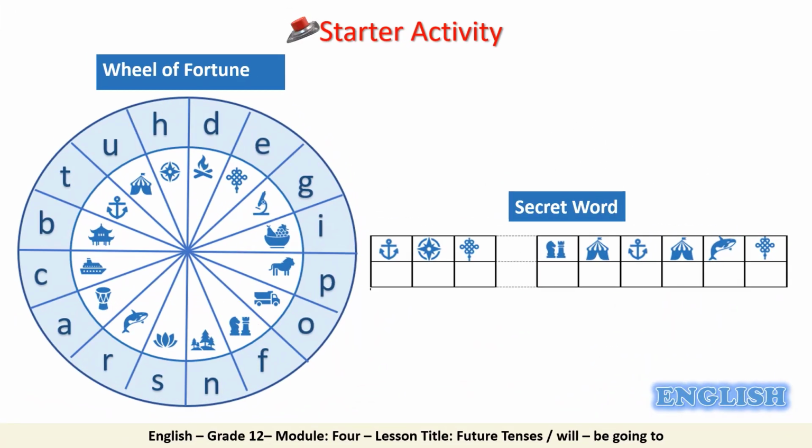As usual, we will kick it off with a starter activity. As you can see on your left hand, you have a wheel of fortune containing letters and pictures. Your task is to use the wheel of fortune to find the secret word. So please pause this video here and find this secret word.